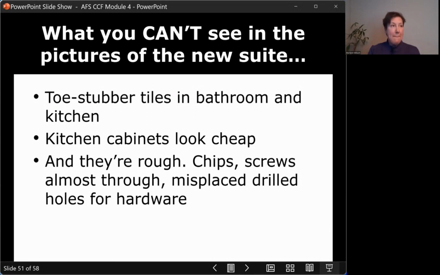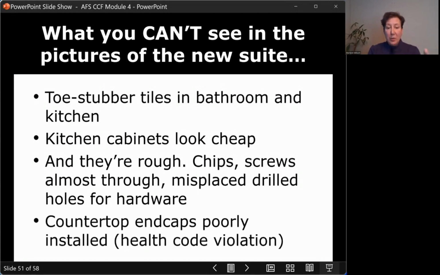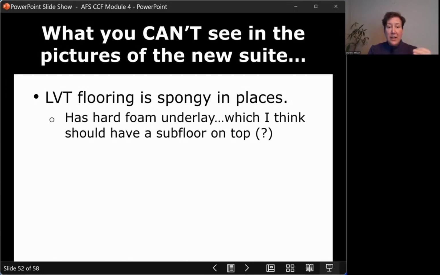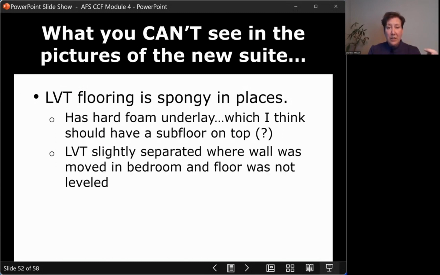It was such a terrible install. I couldn't believe they were new. The countertop end caps were very poorly installed, to the point it would be a health code violation. The LVT was spongy in places, as I mentioned. It had the hard foam underlay, which I think needed a subfloor, and it had been slightly separated where a wall was moved and the floor wasn't leveled. With LVT, you have to have a very level floor or it's going to flex and break.